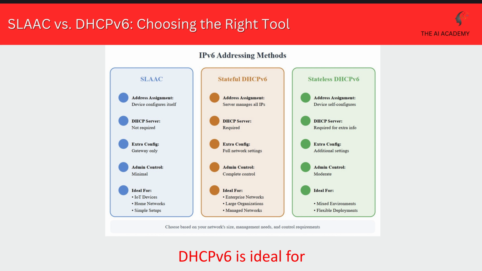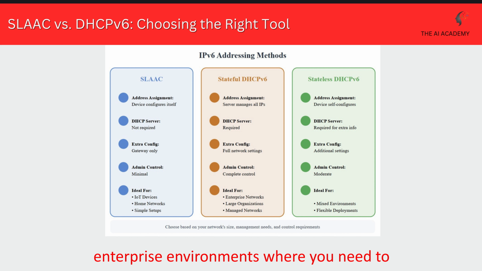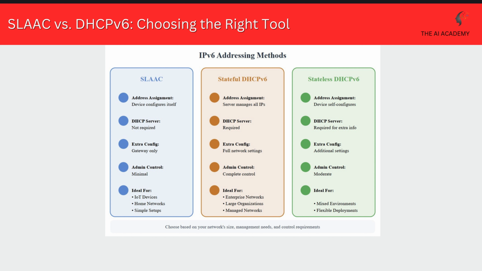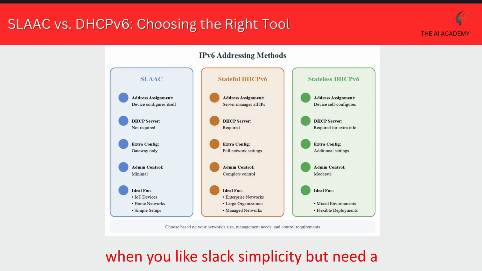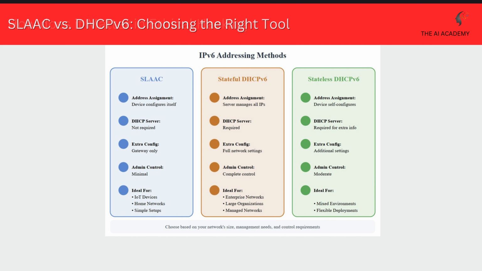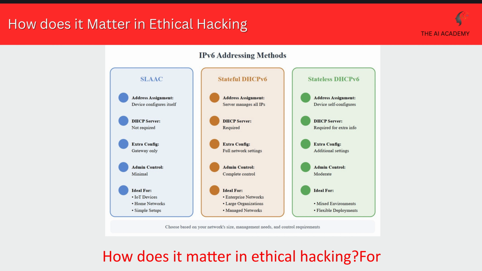Stateful DHCPv6 is ideal for enterprise environments where you need to tightly manage and track all the IPs. Stateless DHCPv6, that's your go-to for hybrid scenarios, when you like SLAAC simplicity but need a little extra from DHCP. How does it matter in ethical hacking?